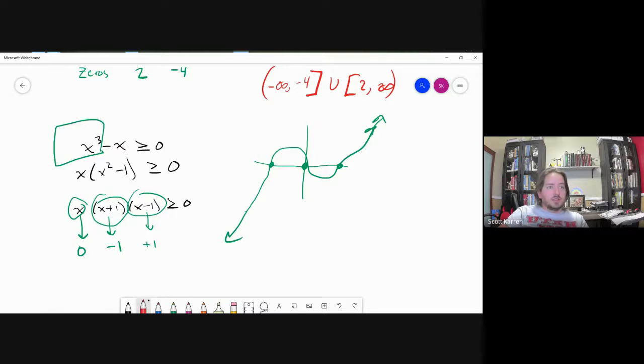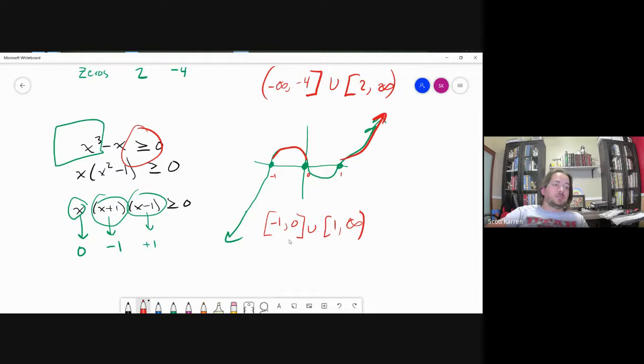Where is this greater than 0? Well, here, and then here forever onward, right? So this one happened at -1, this one happened at 0, and this one happened at 1. So that's between -1 and 0, inclusive because of the inclusive inequality, and then union that with 1 to infinity. That's it.